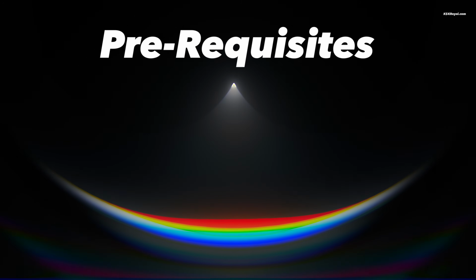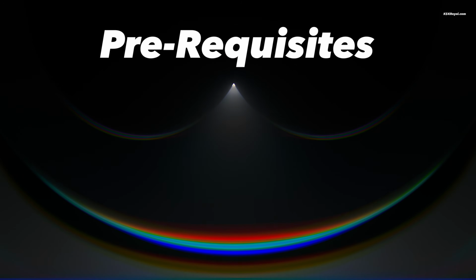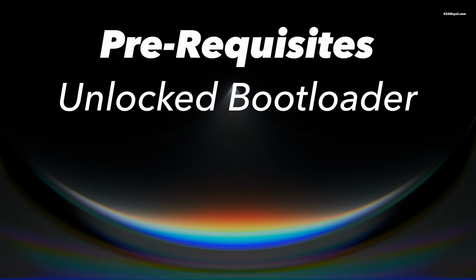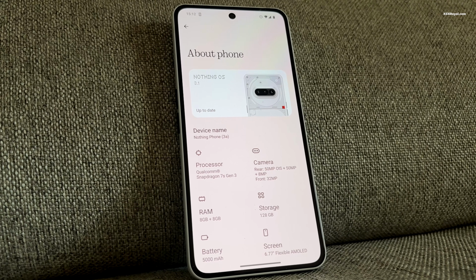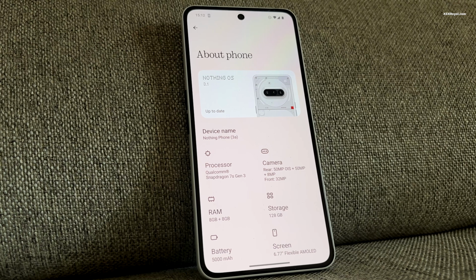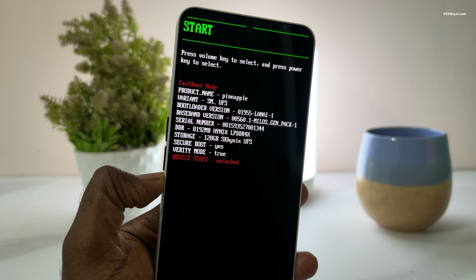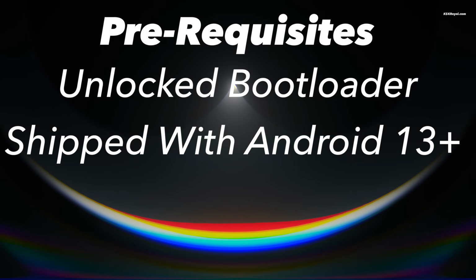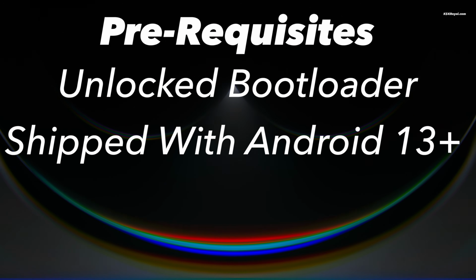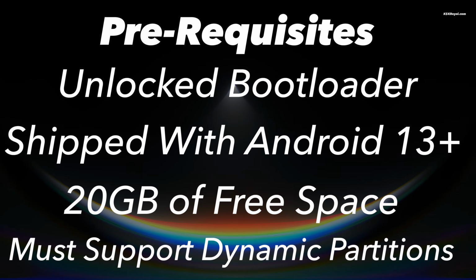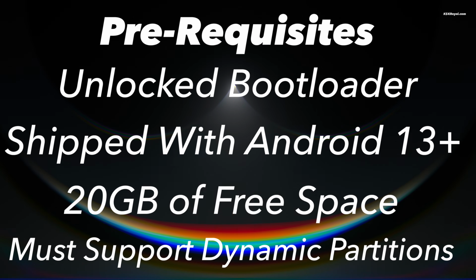Before proceeding, ensure your device meets these requirements. Now make sure your device has an unlocked bootloader. For this demonstration, I will be using my spare Nothing Phone 3A, which already has an unlocked bootloader. You can search Google for instructions on unlocking the bootloader for your specific Android device. Next up, your device must have shipped with Android 13 or higher. Also, reserve at least 20 GB of storage space. And lastly, your device must support dynamic partitions.